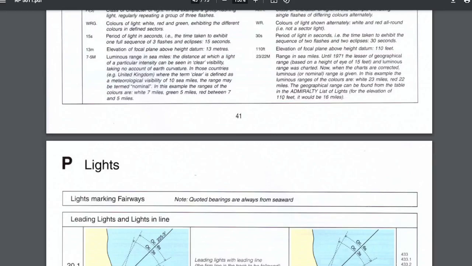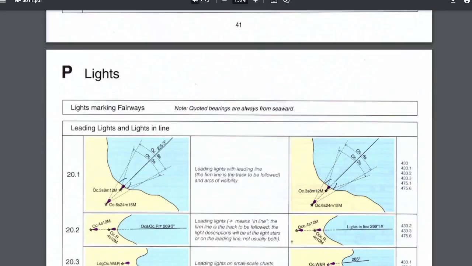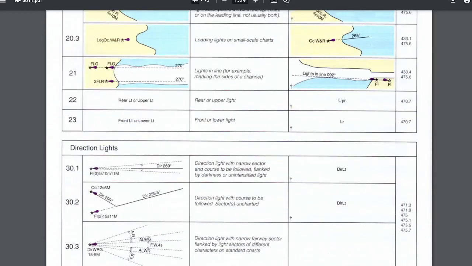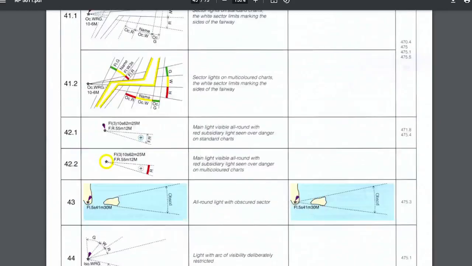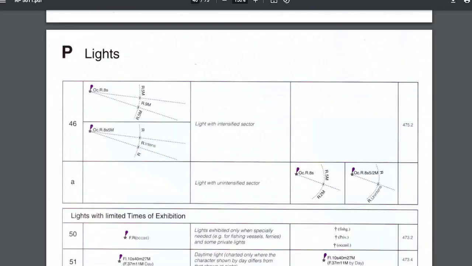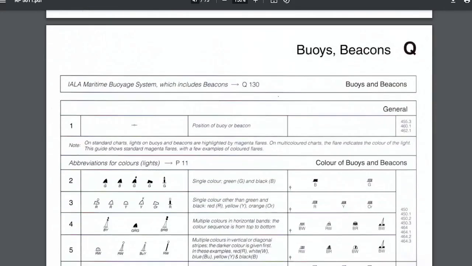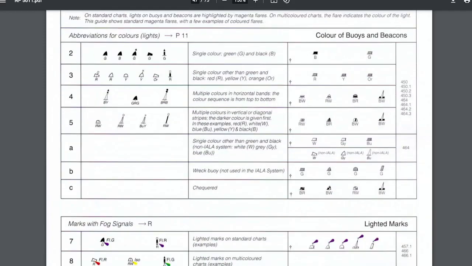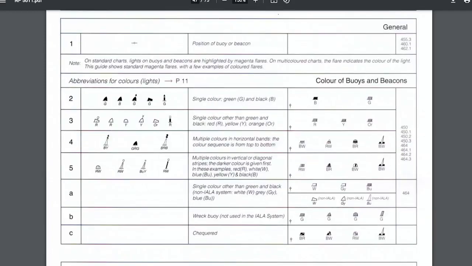You can take the light's beam and reading lights for this can be used for getting the compass error, and for knowing that the ship is within the limits and within safe waters. This is lights continued. Buoys and beacons, different buoys, starboard, port, and that you need to figure out using the IALA buoyage system depending on which part of the world your ship is in.